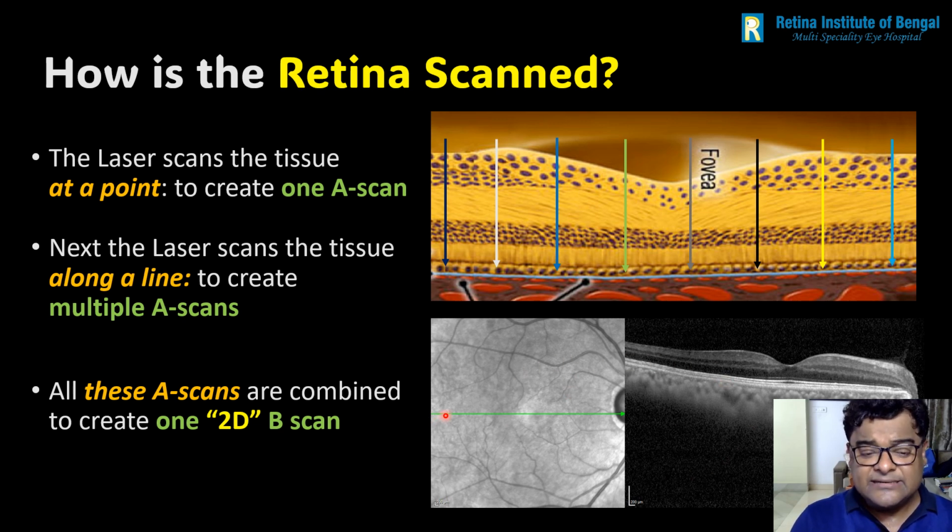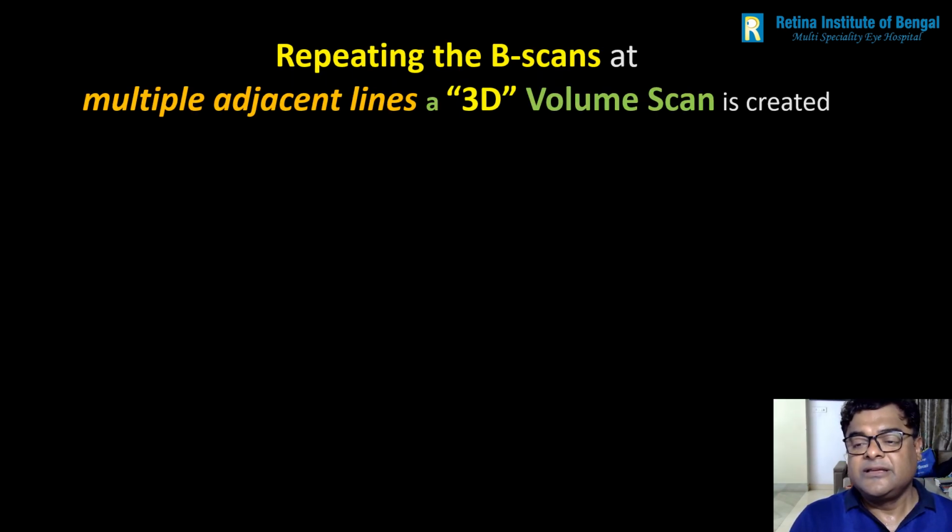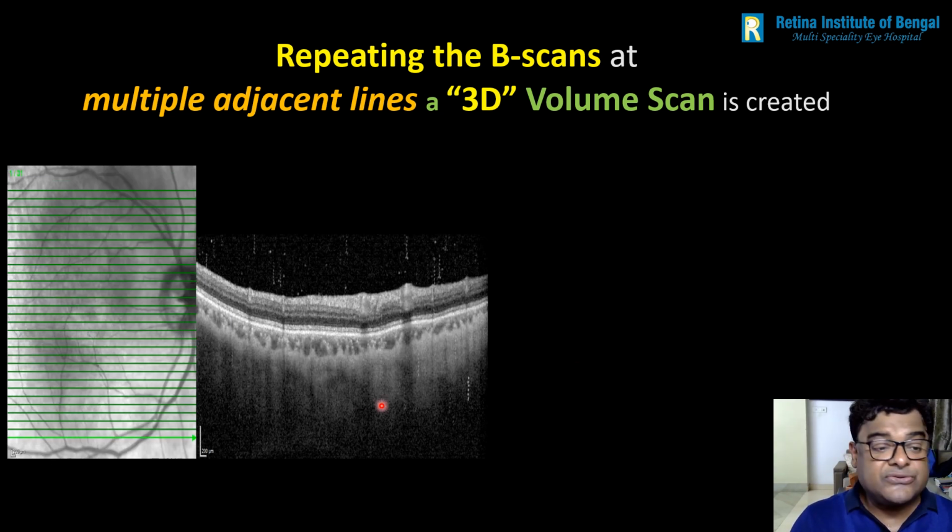And you can see here, this is the reflectance image of the retina, and you can see this green line. This green line is the line which is represented by this B scan. As you can make out, the machine would have scanned multiple points along this green line to create this single B scan. Now by repeating the B scan at adjacent lines, we can create a three-dimensional volume scan.